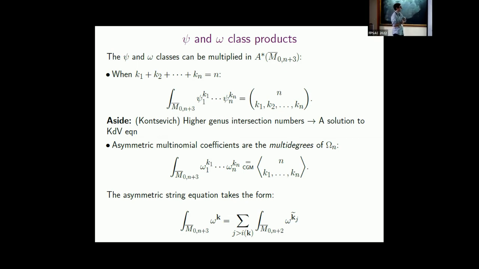this is kind of a genus 0 slice of intersection products in higher genus. And you can throw all of that information into a generating function and get a solution to the KdV equation. So there's some connections with physics here. And on the other hand, Cavalieri, Gillespie, and Monin proved that if you intersect omega classes, you get these asymmetric multinomial coefficients, and that's what they were trying to compute.